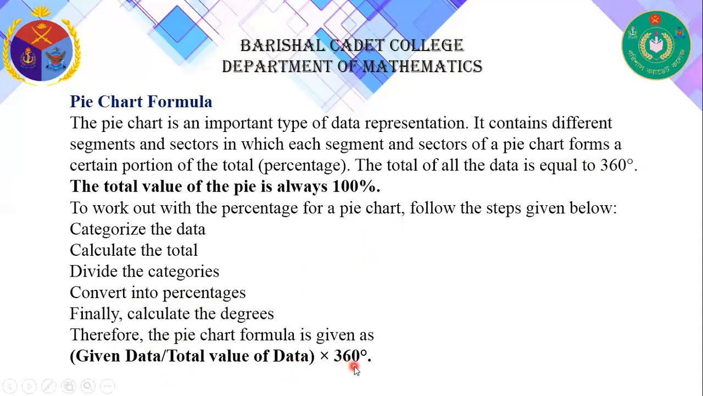Therefore, the pie chart formula is given as: given data divided by total value of data, times 360 degrees. We calculate the total value of data, and after categorizing the data, we find the given data. And the formula, again I repeat: given data, that means the respective data of every category, divided by total value of data, times 360 degrees.